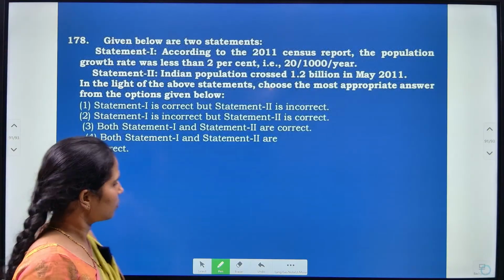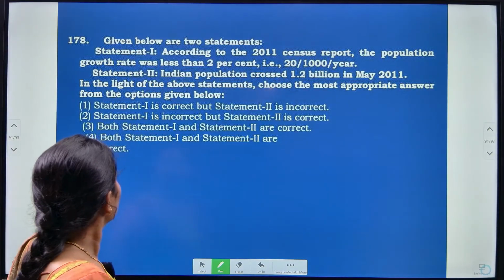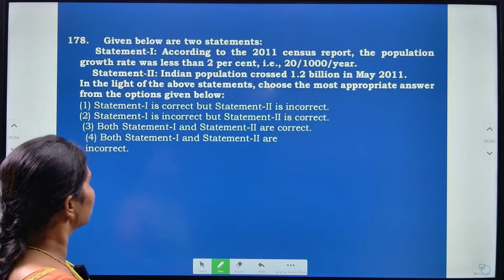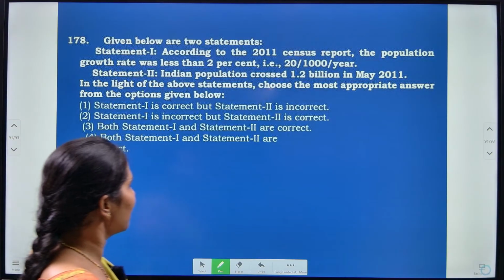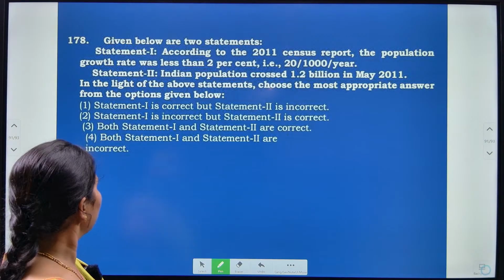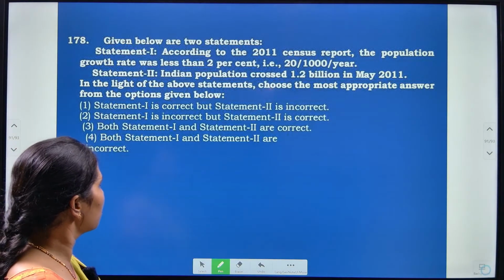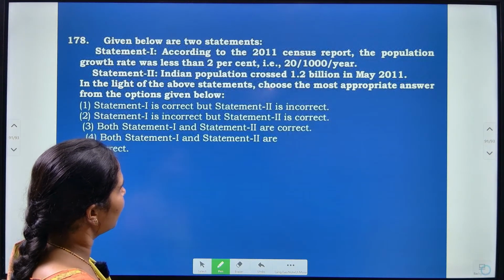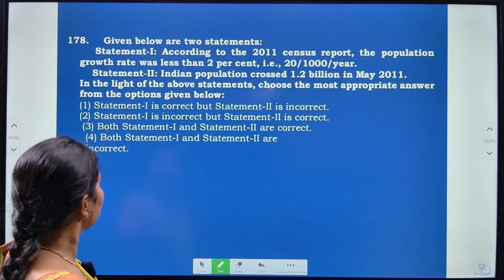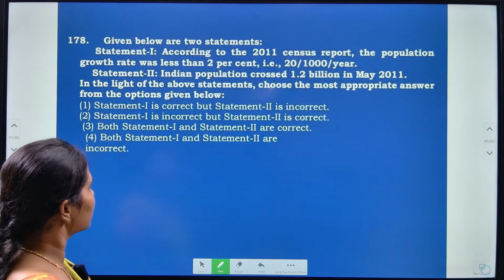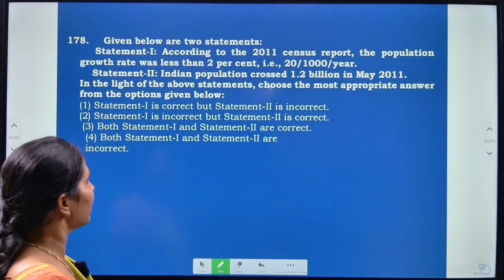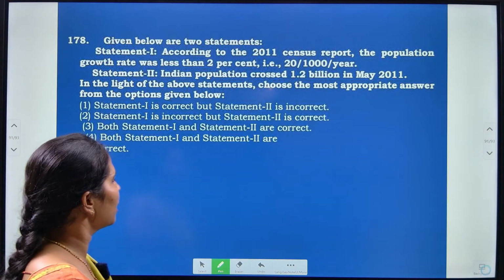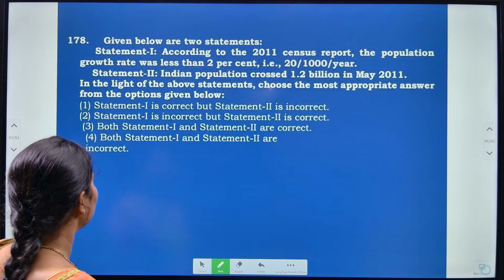Next comes, yes. So given one statement, according to the 2011 census report, the population growth rate was less than 2%, that is 20 divided by 1000 per year here. Statement 2, yes, it is right according to census. It is a direct question from the NCERT. Indian population crossed 1.2 billion in May 2011. Yes, right, exactly.